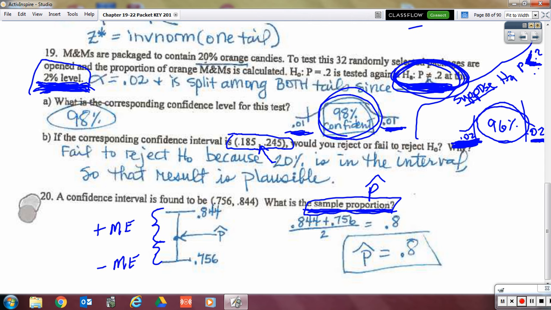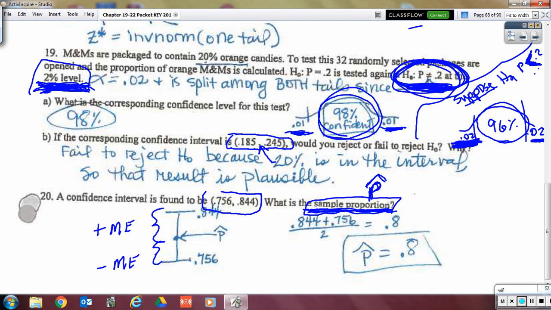Okay, and then you know what? I got lots of questions yesterday about number 20. And it's actually a very simple problem. I think what caught people up is the vocabulary of what number 20 was asking. So guys, when it's saying sample proportion, that's just your p hat. Okay, so that means they want to know what the p hat was.